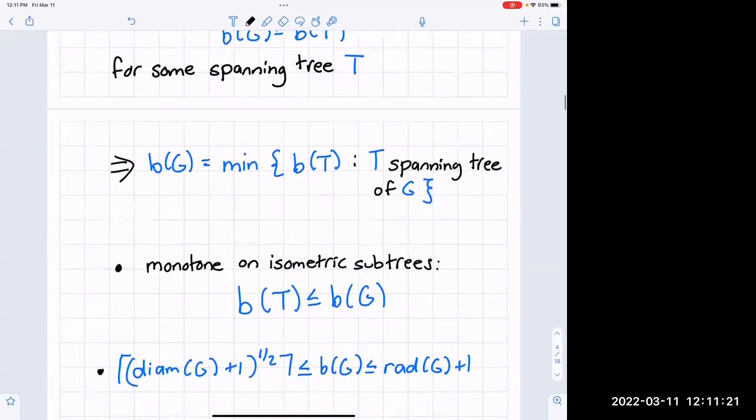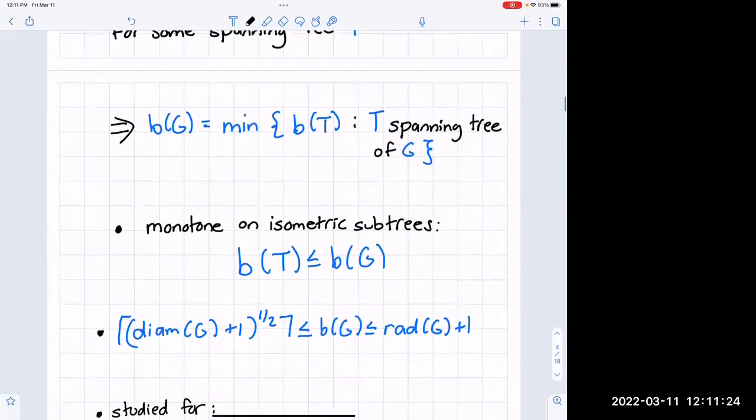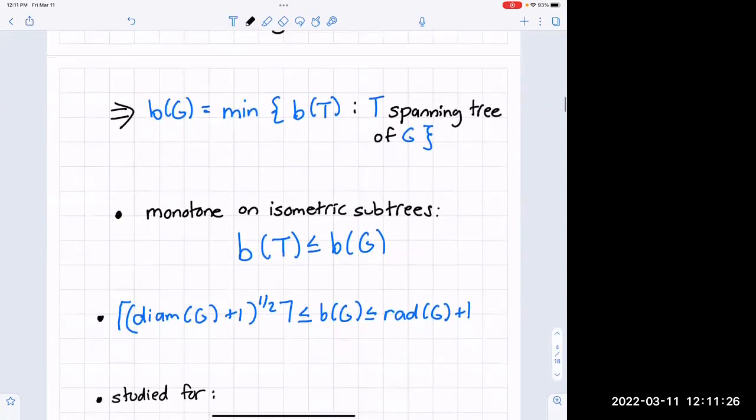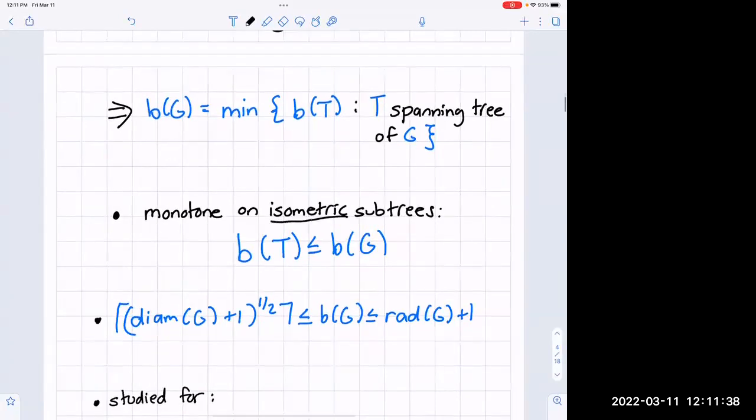But it really depends on your theorem or the things you're after. So in that paper in 2016, there was also this result that the burning number of an isometric subtree is at most the burning number of G. Just to recall what I mean by isometric: distances within the subtree are the same as the distances outside. It doesn't hold in general for all subtrees.